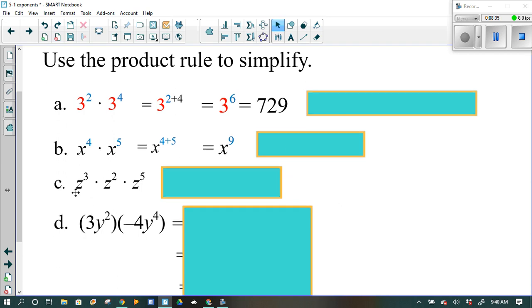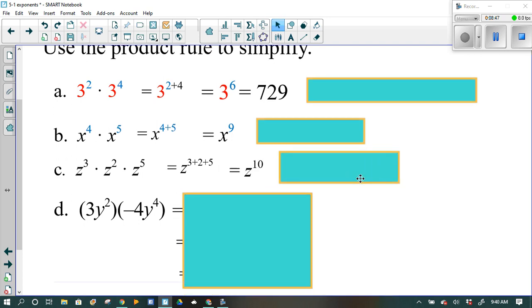Okay, here we have z to the 3rd times z squared times z to the 5th. Look at the bases. They're all the same. So then you add the exponents. 3 plus 2 plus 5 is 10. All right, here we go.